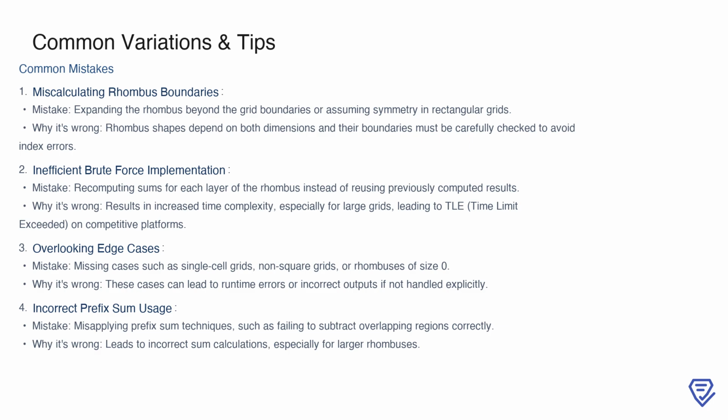Finally, incorrect usage of prefix sums is another frequent source of mistakes. Misapplying this technique, such as failing to subtract overlapping regions properly, can lead to inaccurate calculations, especially when handling larger rhombuses. These issues highlight the importance of both precision and efficiency when solving this problem.